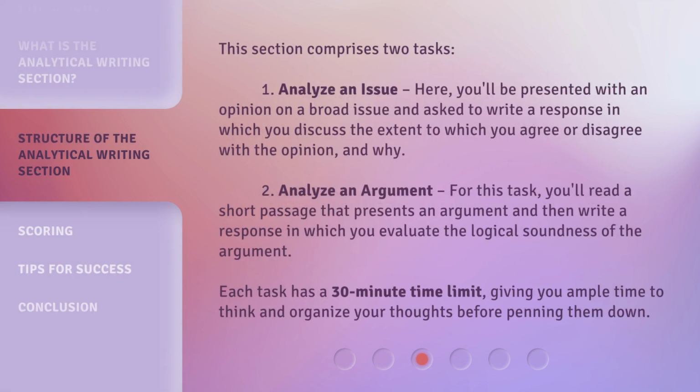This section comprises two tasks. 1. Analyze an issue. Here, you'll be presented with an opinion on a broad issue and asked to write a response in which you discuss the extent to which you agree or disagree with the opinion, and why. 2. Analyze an argument. For this task, you'll read a short passage that presents an argument and then write a response in which you evaluate the logical soundness of the argument. Each task has a 30-minute time limit, giving you ample time to think and organize your thoughts before penning them down.